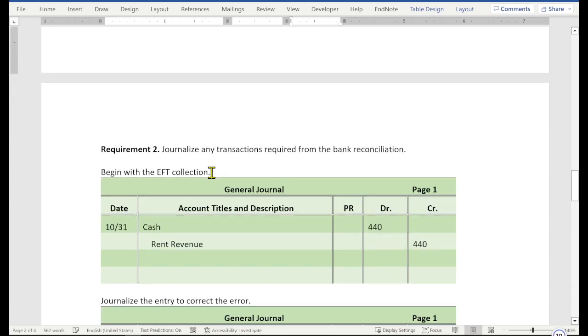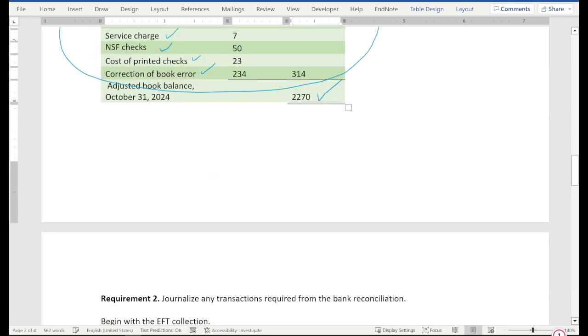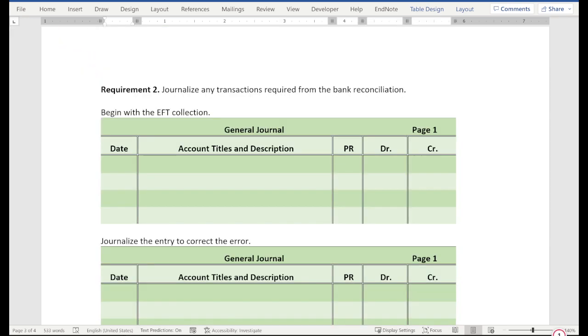We already did one of them. Oh, I can see I have my journal entries in already. Let me pause it. Okay, the answers are removed. Let's go through it together.